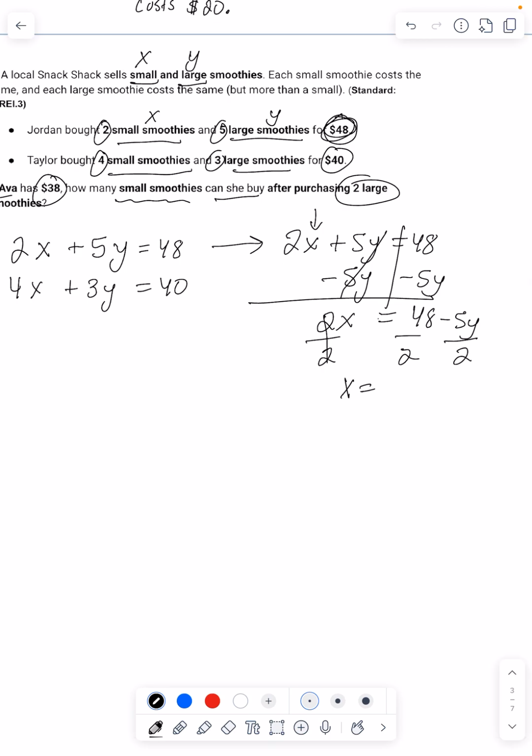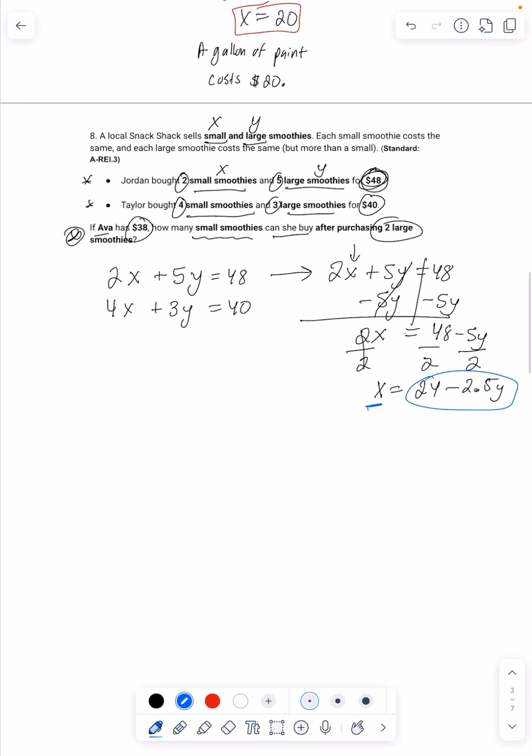We get x is equal to 48 divided by 2, which is 24, and then negative 5 divided by 2, negative 5 halves. I'm just going to make it a decimal, so 2.5y. So now we're saying that x is equal to this right here. Now, again, we're using the substitution method, so we can substitute this value of x into the other equation.